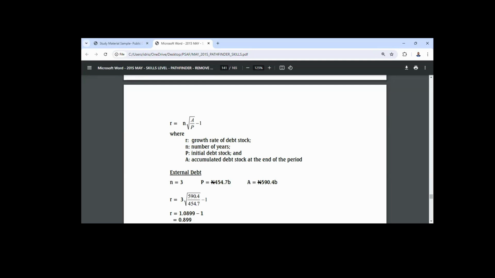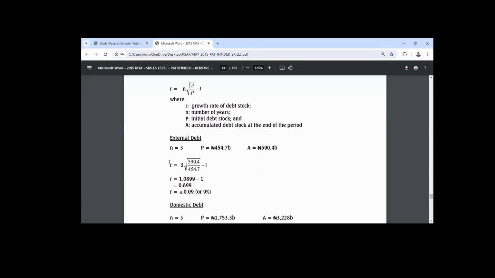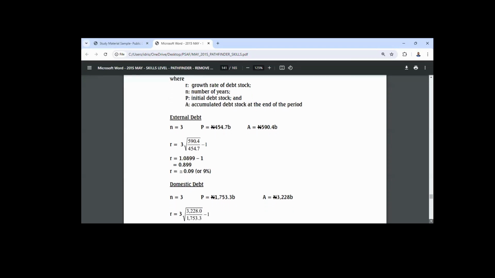At the end of the day, when you do that, you will get 1.0899 minus 1. When you convert that, you will get external debt 9%. We will compute internal debt growth. We compute his growth rate too, internal debt.